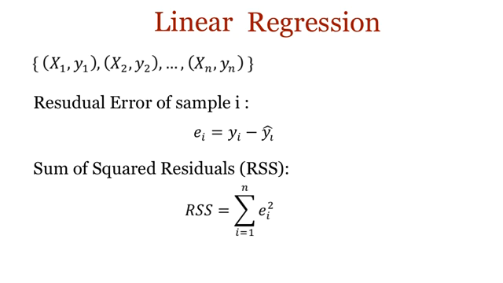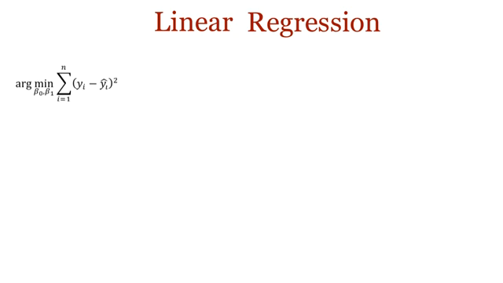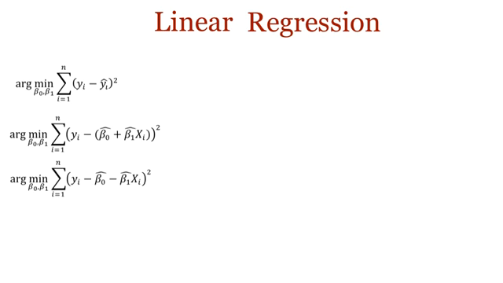I rewrite the equation using argmin. So what is that? What argmin actually returns is the values of beta 0 and beta 1 that minimize the residual sum of squares. Let us substitute our label estimate y hat and expand the inner bracket. We now find the stationary points by differentiating the RSS with respect to beta 0 and beta 1 separately, and then equating both to 0.